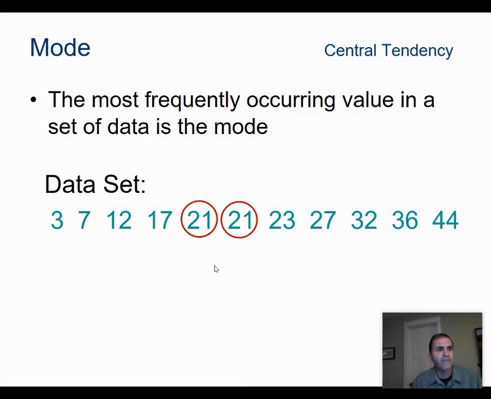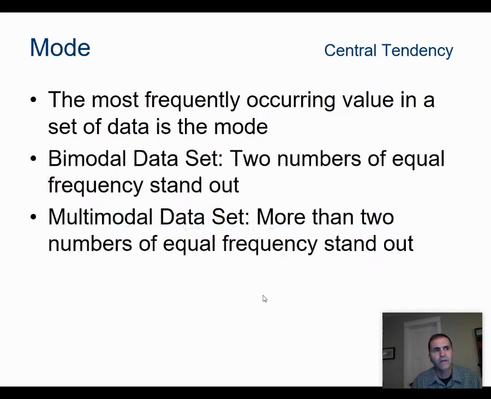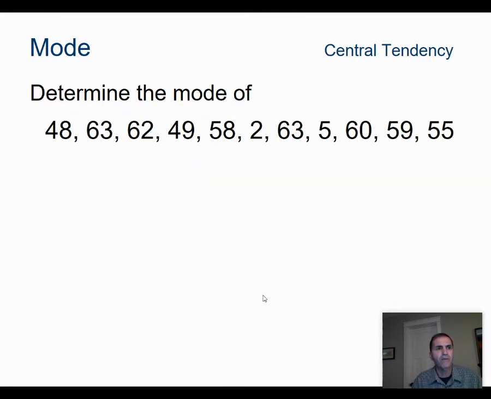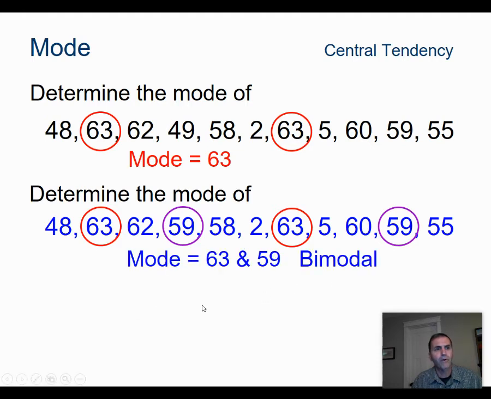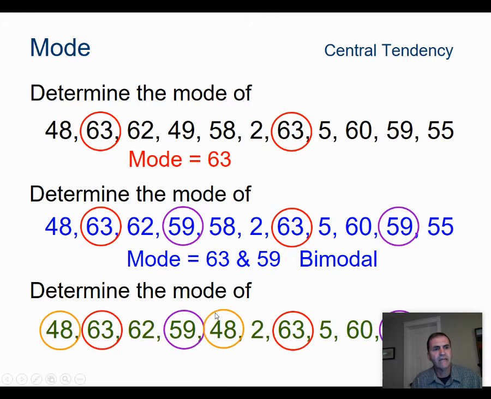value. So let's say we have this. 21 occurs twice. No other one occurs. So we're going to call that 21. If there are two numbers that occur with equal frequency, we call that bimodal. And if there's more than two, we call that multimodal. So here's an example of the mode. Here there are two numbers that occur with equal frequency. We call that bimodal. And the other one has several, and we will call that multimodal.